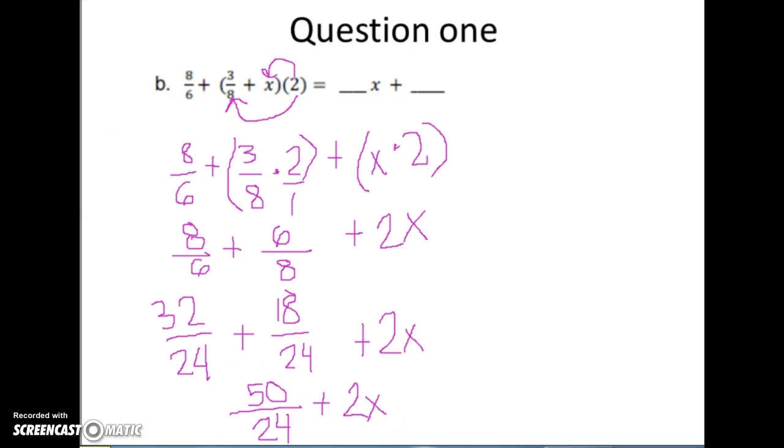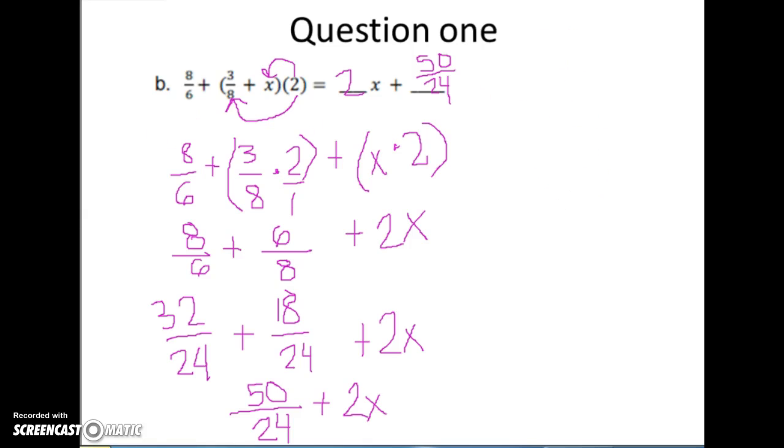So now I can come back up here and write my terms. Thank you, couldn't get that right. Write my terms up into my blank. So I've got 2x and 50 24ths. Now when you turn this in, 50 24ths can be reduced in several ways.